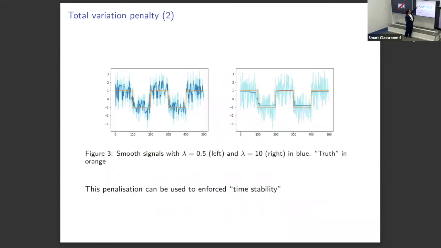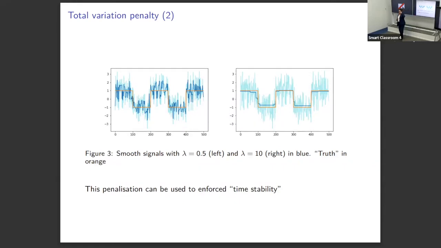So this was my signal in light blue. If I apply the penalty with a small regularization term, I get the other blue signal, and with more regularization, I get the orange signal. This blue signal, and the truth was the orange signal.